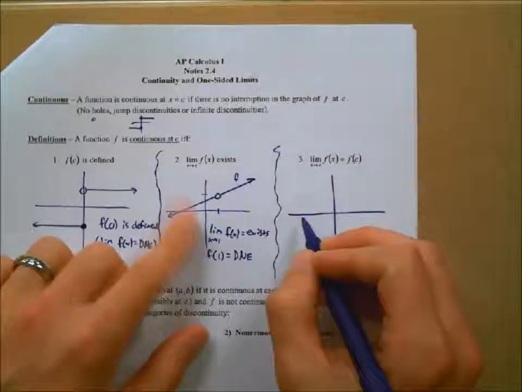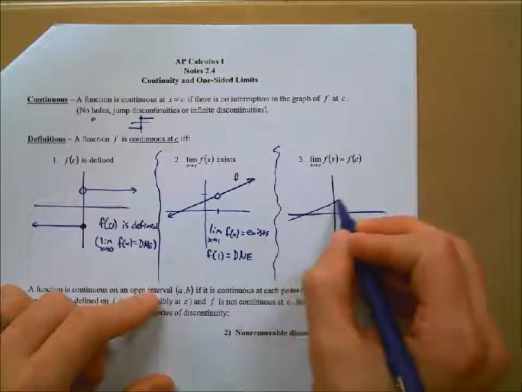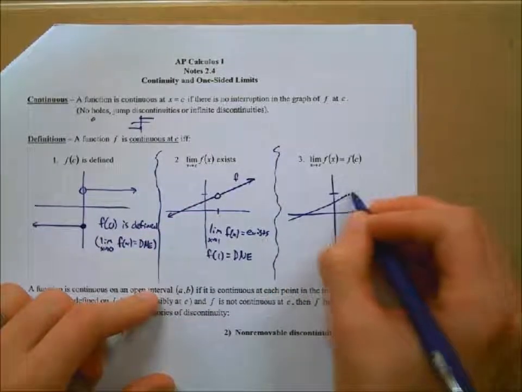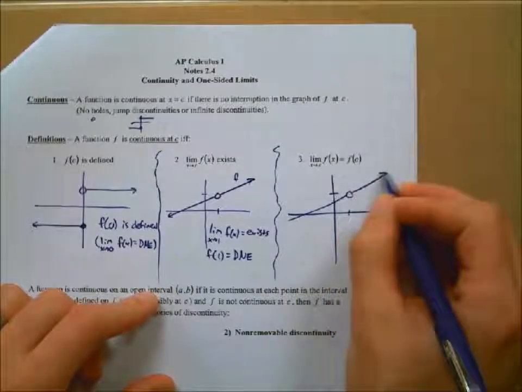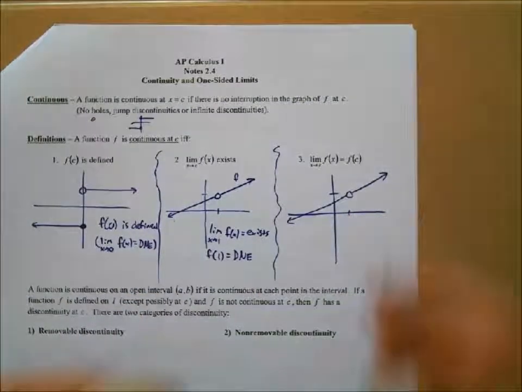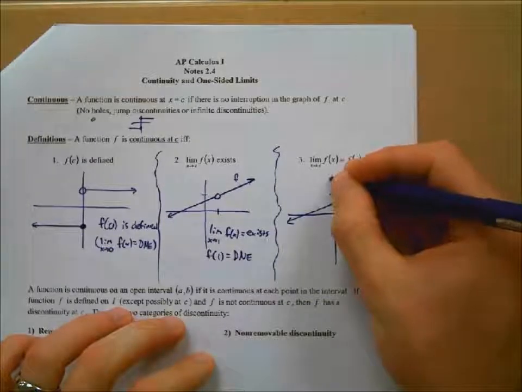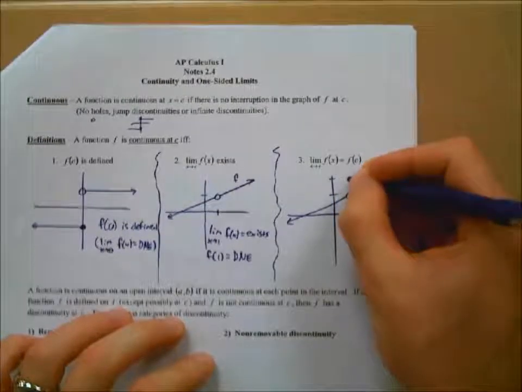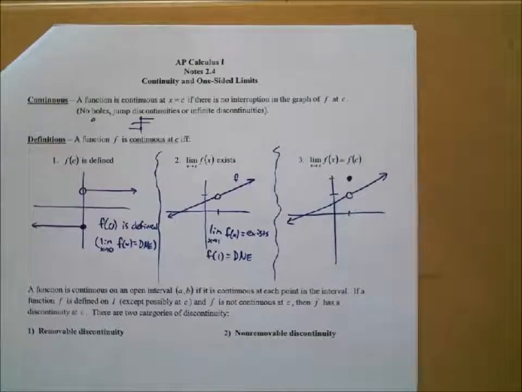Let me just show you a quick picture, and I'll reuse this one right here a little bit. Okay, so I'm going to say 1, 1. So there the limit exists. And the function has a value at 1. So the limit as x approaches 1.